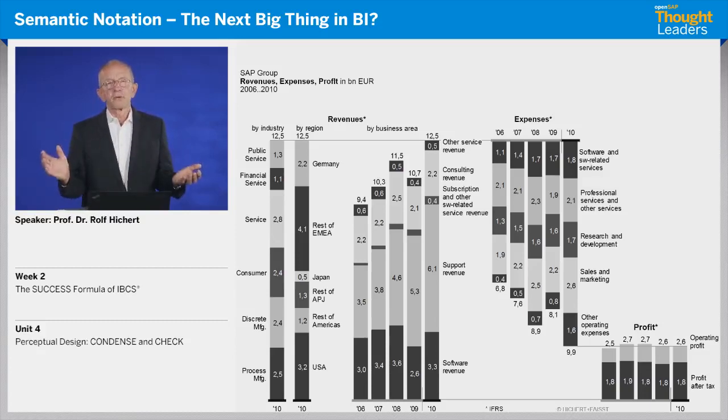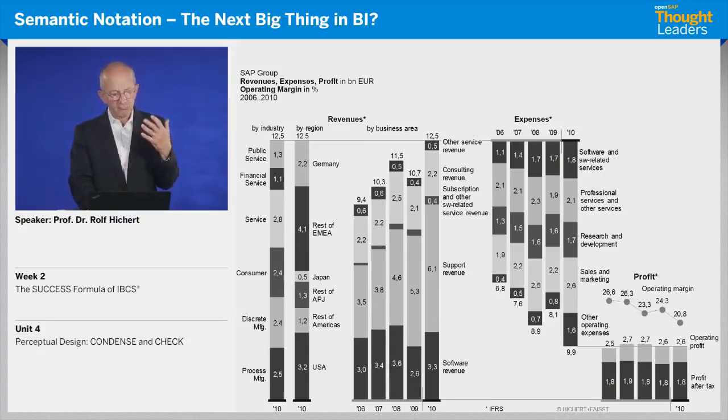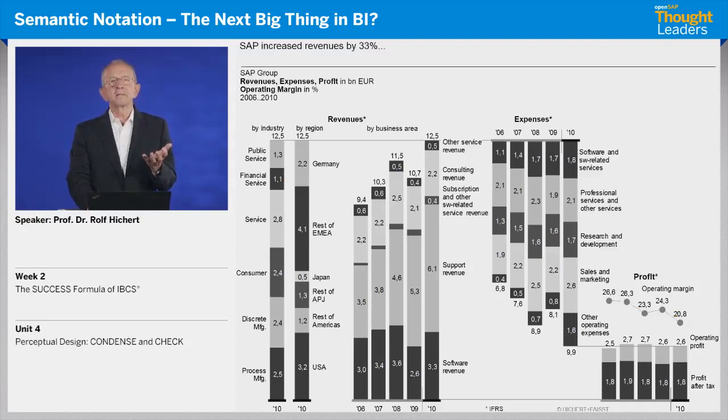Which gives us the full picture, replacing those 11 parts we had before. We have a clear title. We might add the operating margin here. The operating margin is shown on the right-hand side in a line chart, and we add, of course, a title in order to transfer our message.